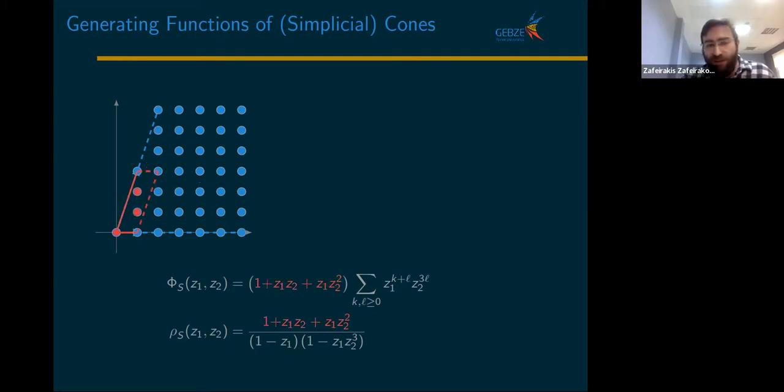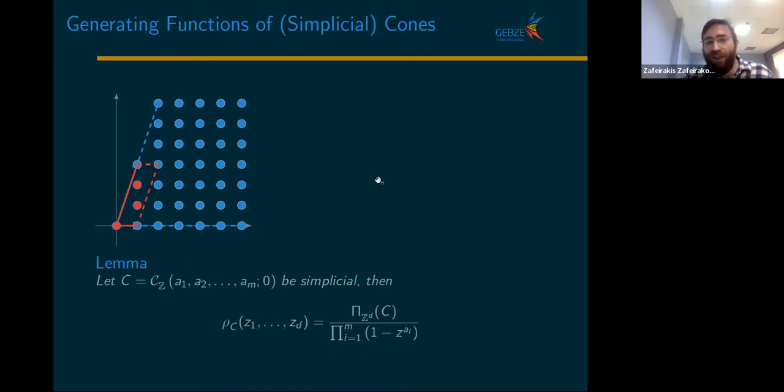And the observation is that the numerator is actually the generating function of these three points: (0, 0), (1, 1), and (1, 2). And this holds in general for any simplicial cone. The rational generating function is given by the numerator being the generating function for the lattice points in the fundamental parallelepiped, and the denominator being this product of 1 minus z to the generator, product over all the generators. Okay, so this means that if we have a simplicial cone, we know how to write down the generating function.